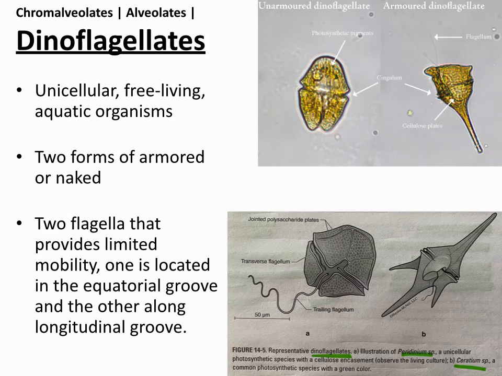The cells are covered by a sheath called theca, which is either smooth, also called naked, or they can be ornamented, or called armored. You can see this in the top right image of an unarmored dinoflagellate and an armored dinoflagellate on the right. They also have 2 flagella that provide the cells with limited mobility. One is located in the equatorial groove, and the other begins at the same starting point as the first, but lies in the longitudinal groove.